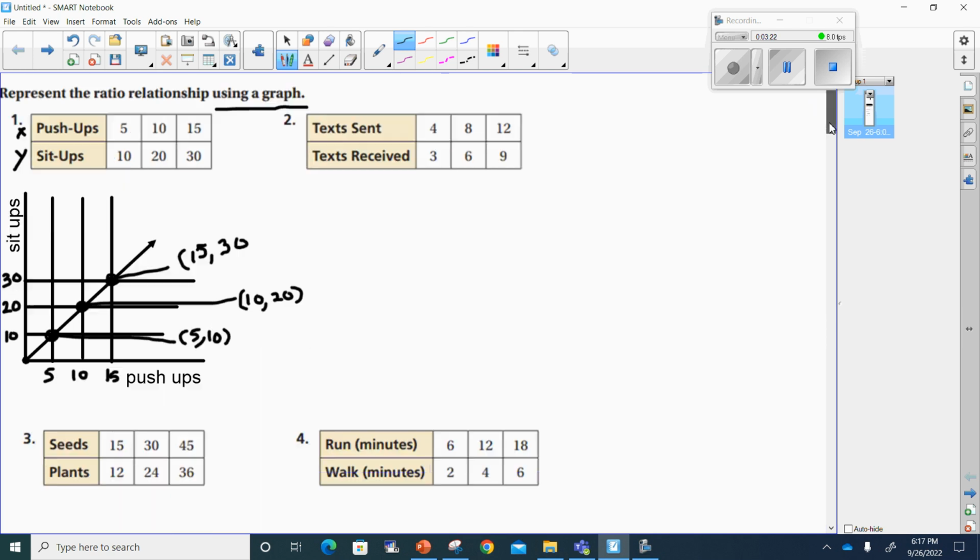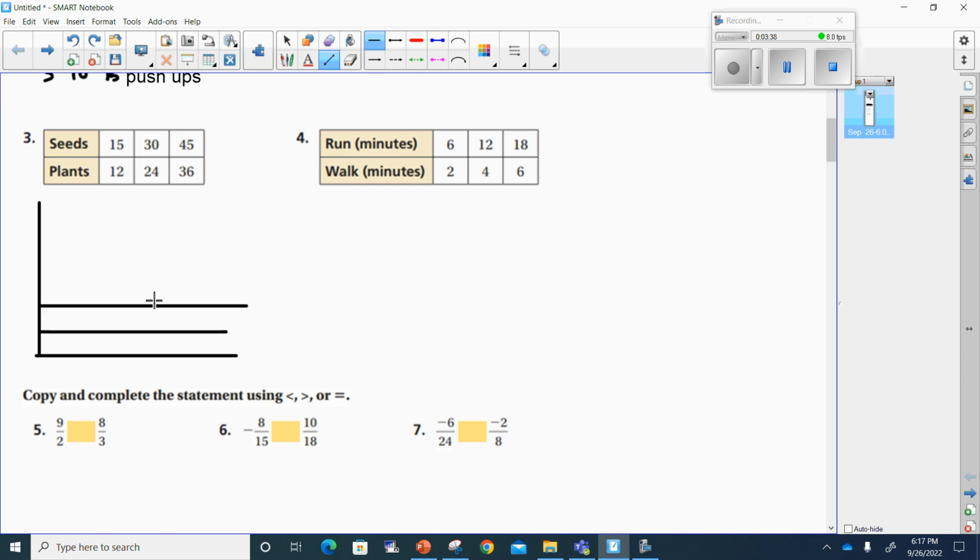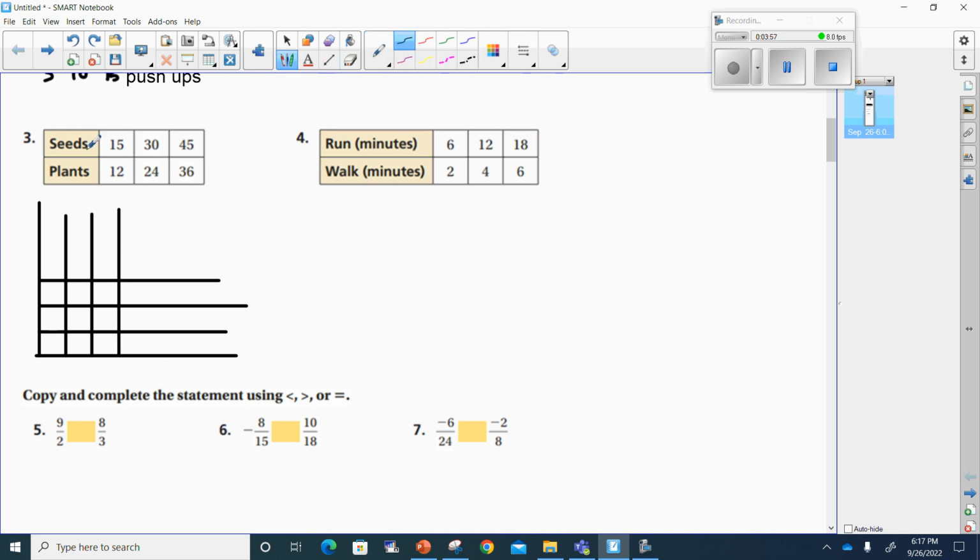All right, number 2 is for you to do. I'm going to go number 3. It's got seeds and plants, so I could do this the same way. All right, and if I labeled this, seeds would be the X, plants would be the Y.